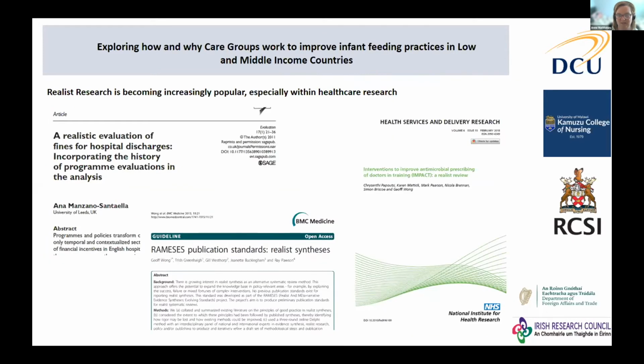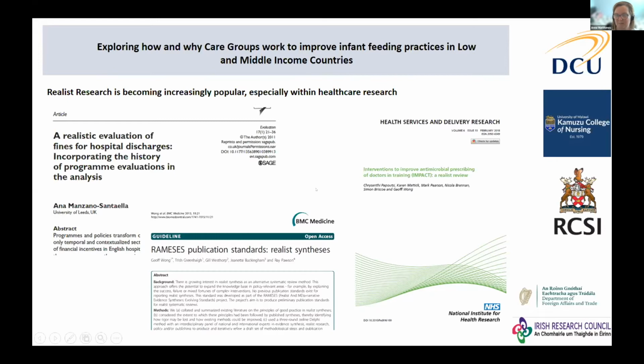So as you can see here, it is becoming a more popular approach applied to health care, social care. I mentioned these Rameses publication standards. These set out what you should have in your final realist publications, and therefore you build those into your protocol. We've published our protocol for our realist synthesis. We got good feedback on that. We registered it first of all, our realist synthesis. We published the protocol, and now we've the 2 publications so far coming out, and hopefully you'll see what's in them shortly.